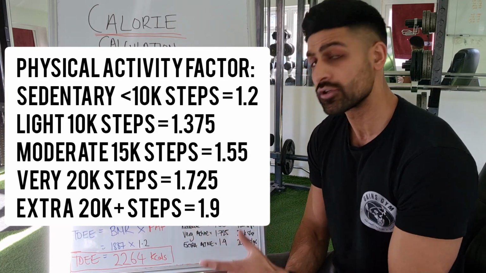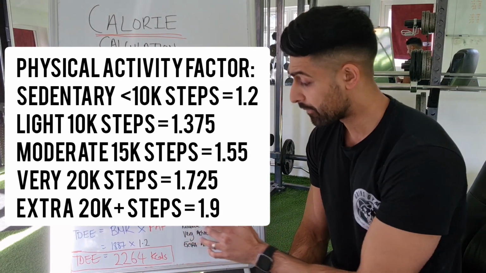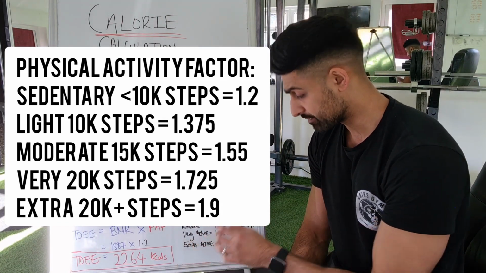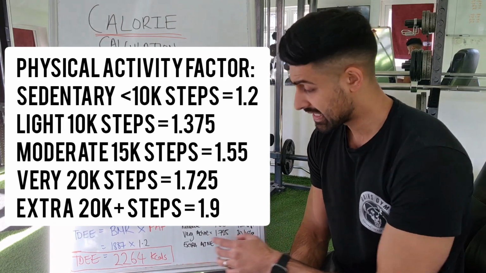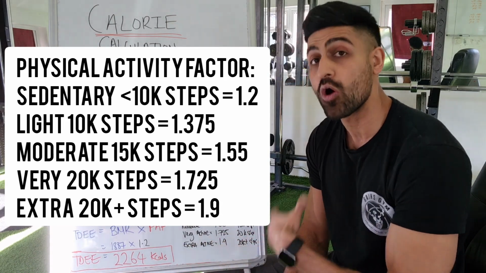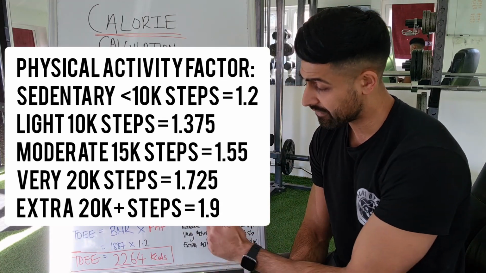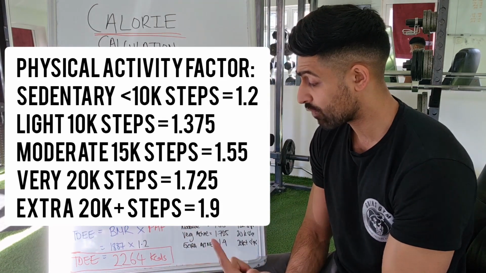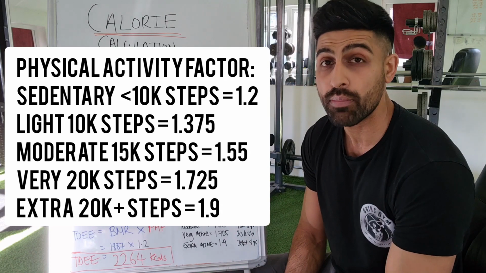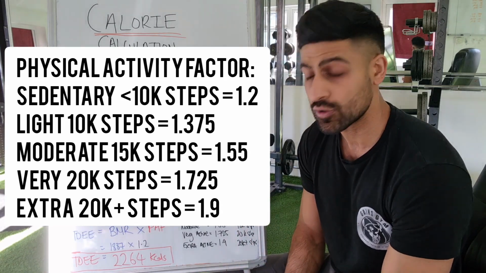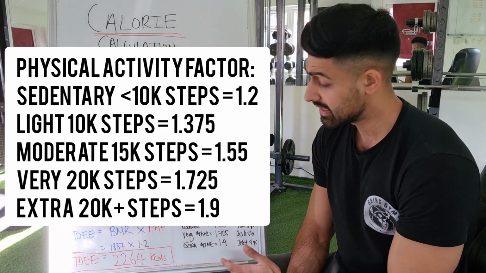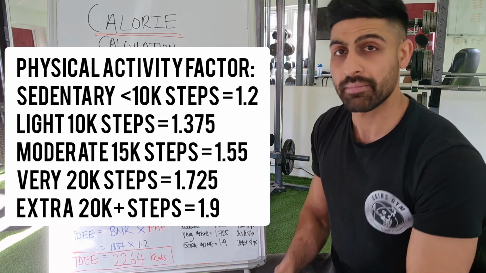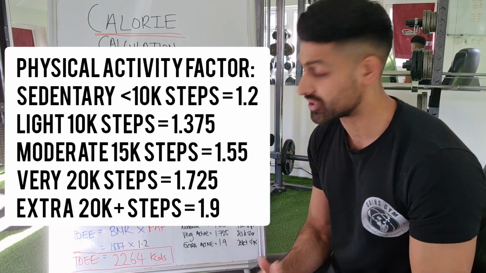Light activity is if you're doing around the 10,000 step mark a day. Moderate activity is if you're hitting around 15,000 steps a day. Very active is going to be 20,000 steps a day. And extra active is going to be over 20,000 steps. So each of these has an activity factor which you multiply your BMR by. Sedentary is 1.2, lightly active 1.375, moderately active is 1.55, very active is 1.725, and extra active is 1.9. Someone who's extra active is doing over 20,000 steps a day. Think someone who's a labourer, maybe a bricklayer, who's very active, plus they go to the gym.